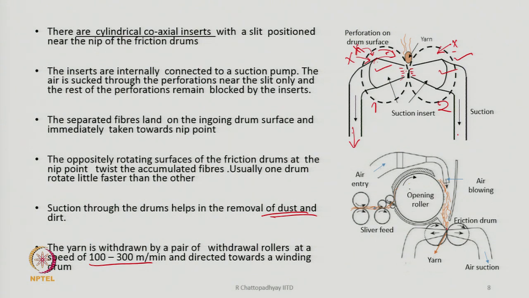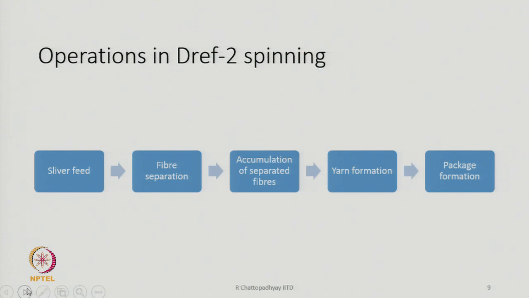So, once the yarn is formed here, it is withdrawn by a pair of rollers, and once it is withdrawn, it goes to the winding drum for winding in the form of a cone or cheese. Both are possible. So, if you look at the operations in DREF spinning: sliver feed, fiber separation, accumulation of separated fibers, yarn formation and packaging.